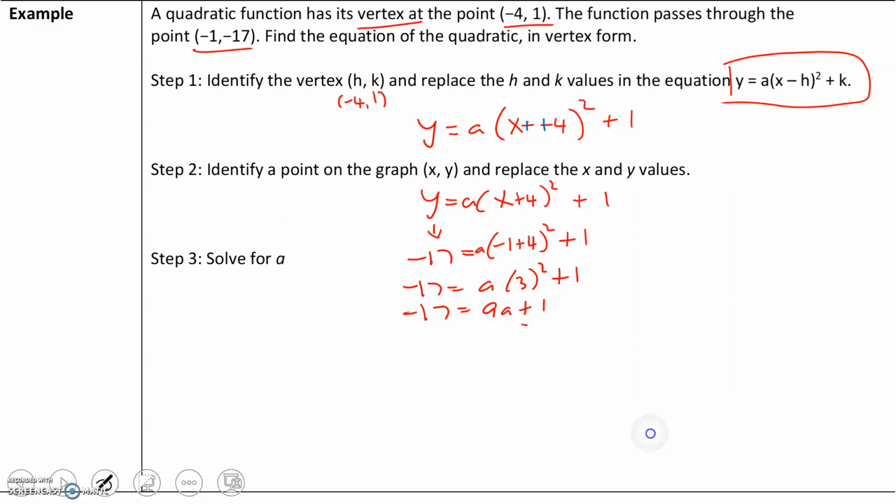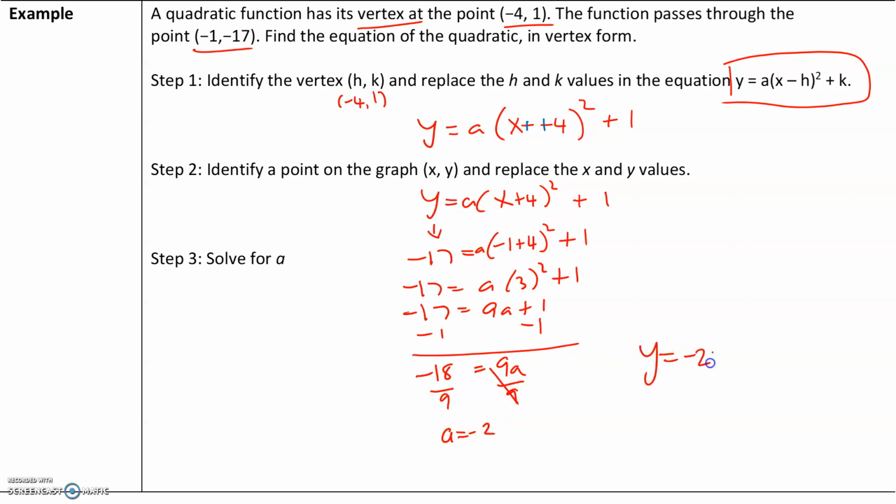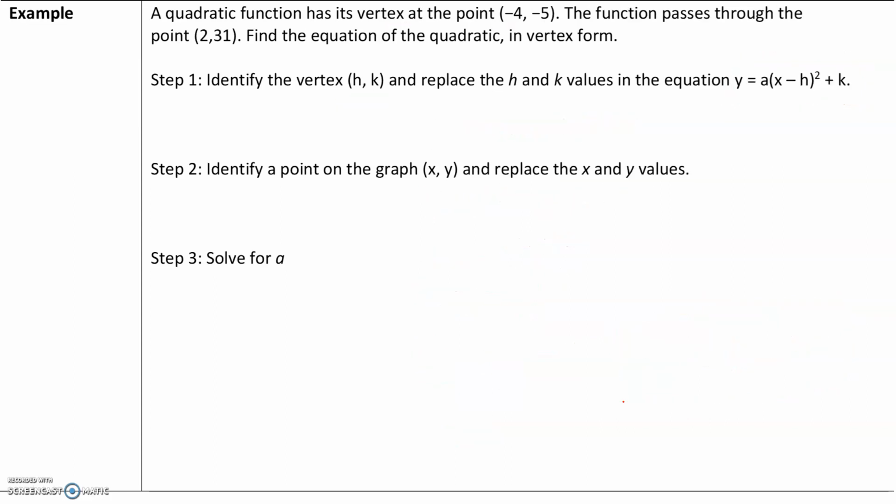To solve this equation, I'm simply going to subtract 1 from both sides. That gives me negative 18 equals 9a. And I divide everything by 9. So a is going to be equal to negative 2. So my equation is going to be y equals a, which is negative 2, times the quantity x plus 4 squared plus 1. Next example is similar, but we will save this one for class.